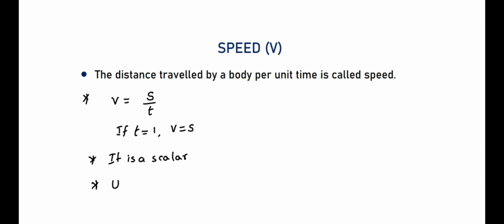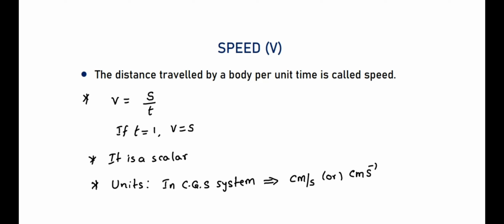And while coming to the units, in the CGS system, this can be measured in terms of centimeter per second. So, distance is measured in terms of centimeter in the CGS system. Time is measured in terms of seconds. That's why centimeter per second. Otherwise, we can write the same as centimeter second power minus 1 also.